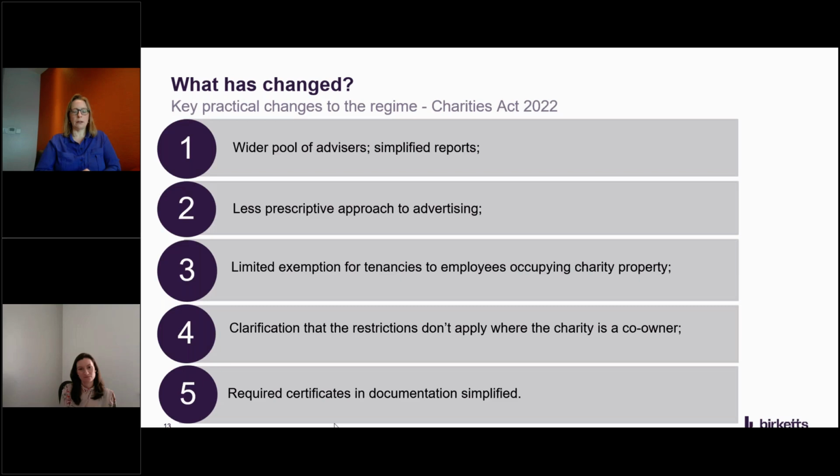It also means that whereas previously with some unincorporated charities, you'd need to have lots of different signatures to deal with both the actual execution of the transfer and also the giving of certificates by trustees. It's all now wrapped up in one clause. So that simplification was very much welcome.